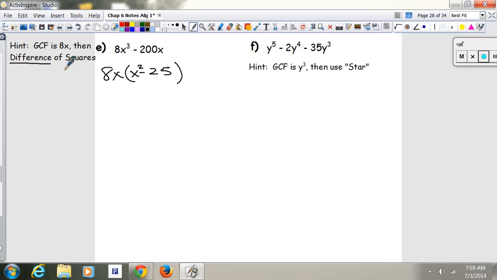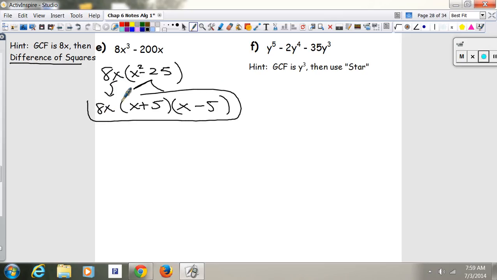Then you're going to do a difference of squares here. x times x, and 5 times 5. One's a plus, one's a minus, and you bring down the 8x. That would be fully factored.